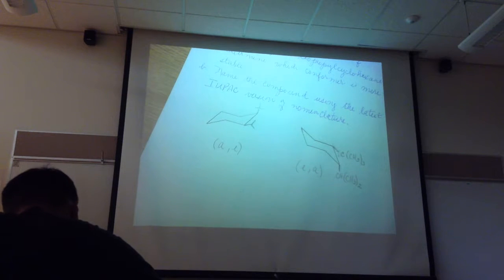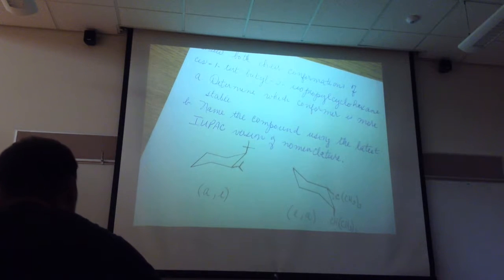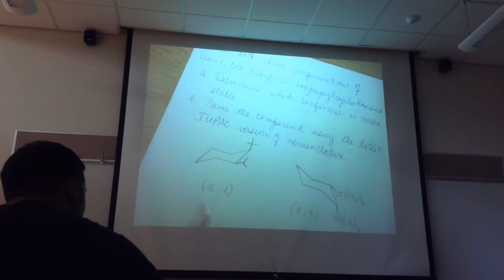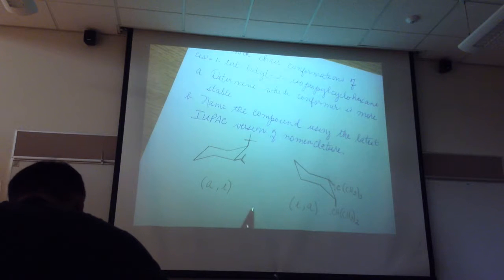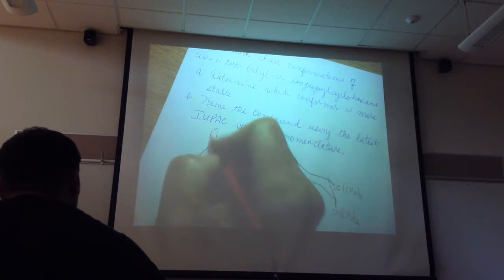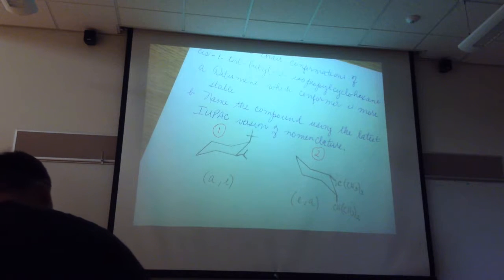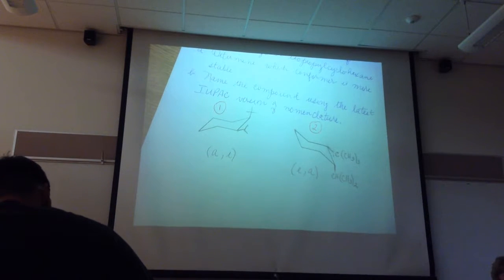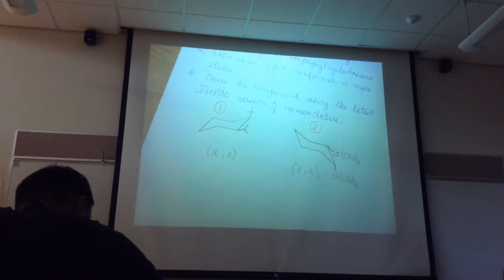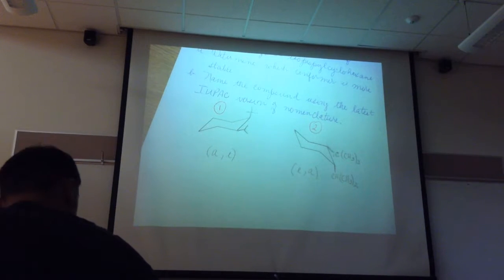So instead of going through all of that, label your chairs. You can call this chair A if you want. I don't like that because I have A here for axial. So I'm going to label this one as 1, and this one as 2. That will make the discussion much easier: of your 2 chairs, which one will be the more stable, and what is the criteria to establish which one is the more stable.